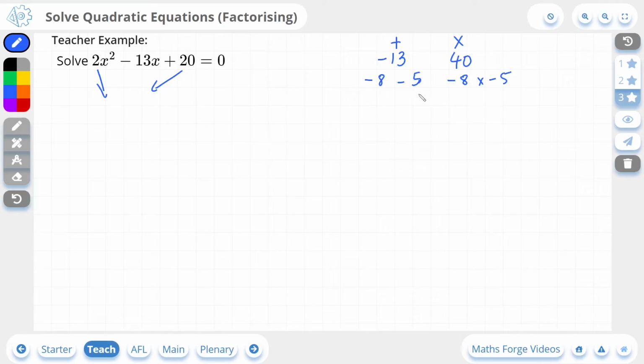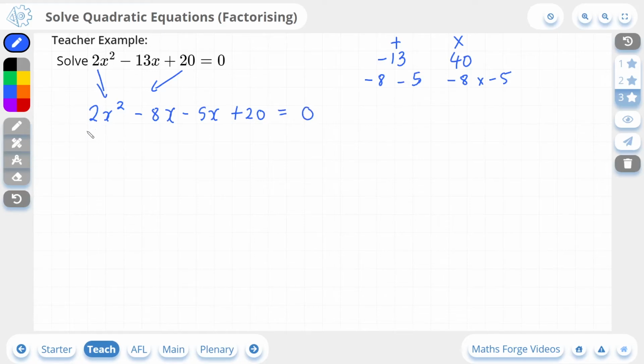So what we do with these magic numbers next is we rewrite this quadratic equation, but with the middle term, this minus 13x, broken up into the magic numbers. So instead of minus 13x, I'm going to write minus 8x minus 5x. And then we have a plus 20. And this is going to be equal to 0.